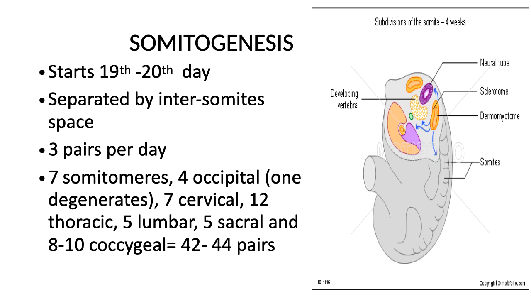And then you have 7 cervical, and some textbooks refer to it as 8 cervical. And we have 12 thoracic, 5 lumbar, 5 sacral. Then we have 8 to 10 coccygeal forming. So by the end of the 5th week, we have about 42 to 44 pairs of somites formed.